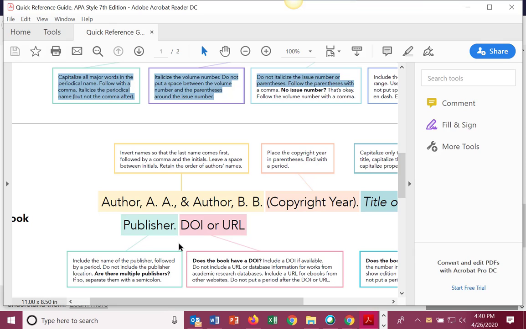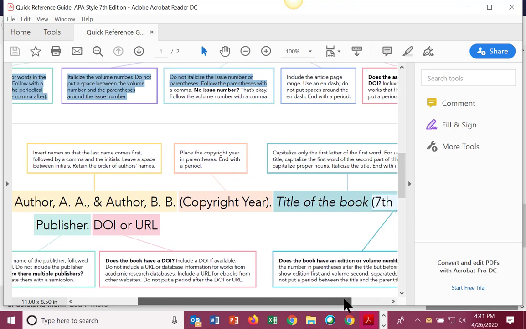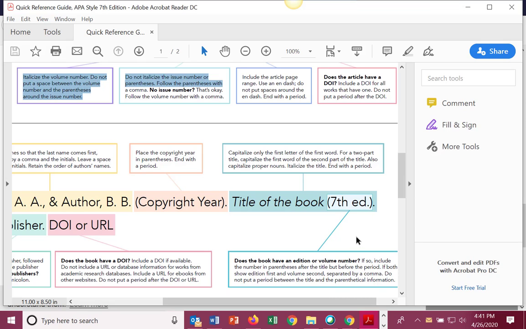Now, websites, typically what we mean with websites are freebies. If it comes from a free site like Amazon or Google Books, something like that, that's not an academic research database, put it in. See, and again, the edition number here, please put that. If the edition and volume number are both needed, separate them with a comma.